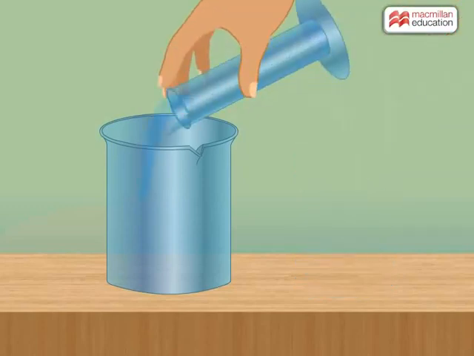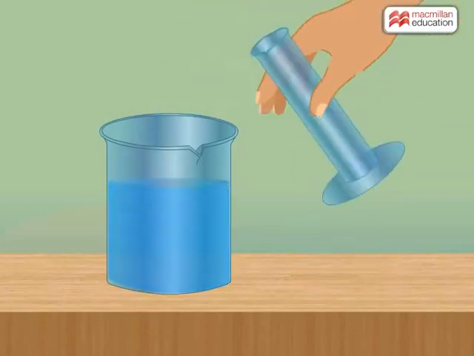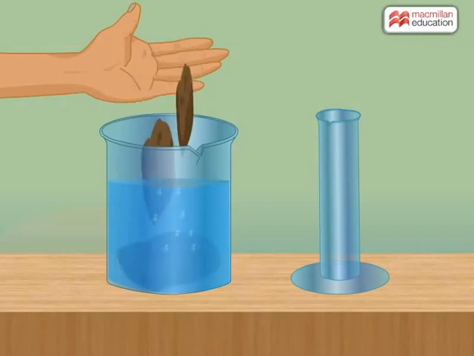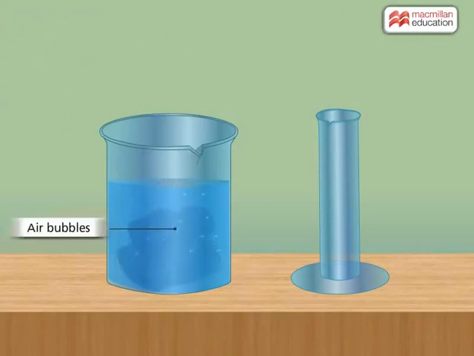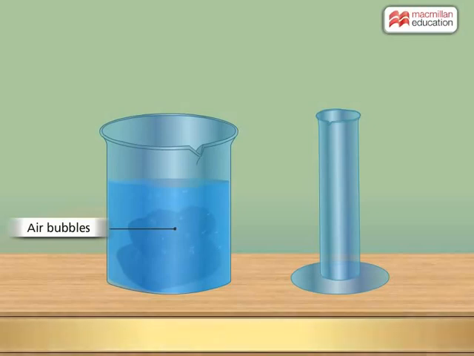Now let us take some water in another container and add a handful of soil in it. Look, some air bubbles are forming. These bubbles are formed because air trapped in the soil releases from the gaps present between the soil particles. This shows soil has air.